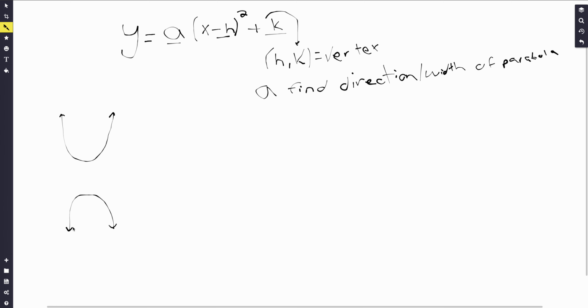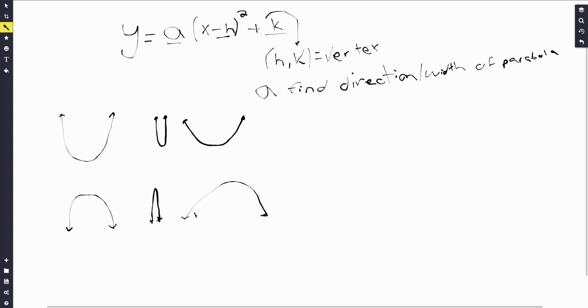It's generally in a standard position, not opening up or opening down. What the a value can allow us to do is make that parabola more narrow, like that, or it can make the parabola wider. That's how it would look if it was opening up. If it was opening down, it'd be a similar process, just more narrow like that, and wider like that.